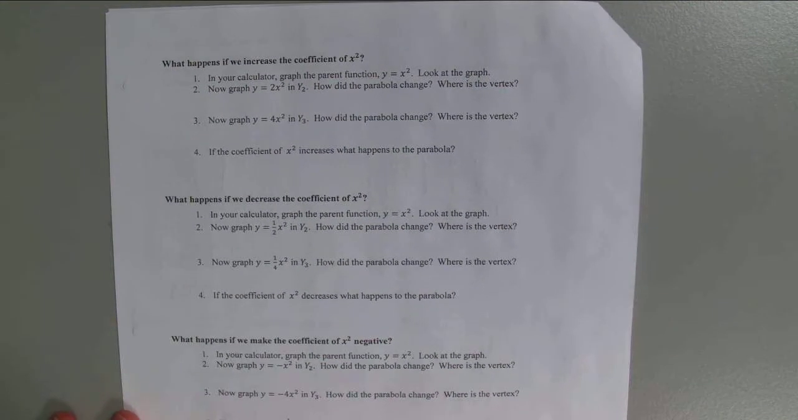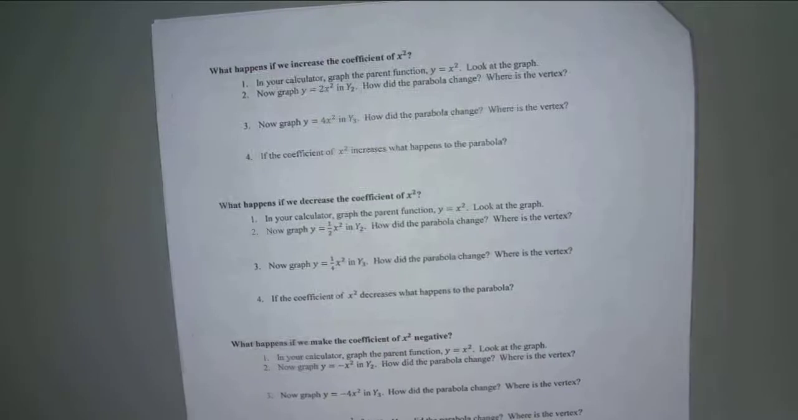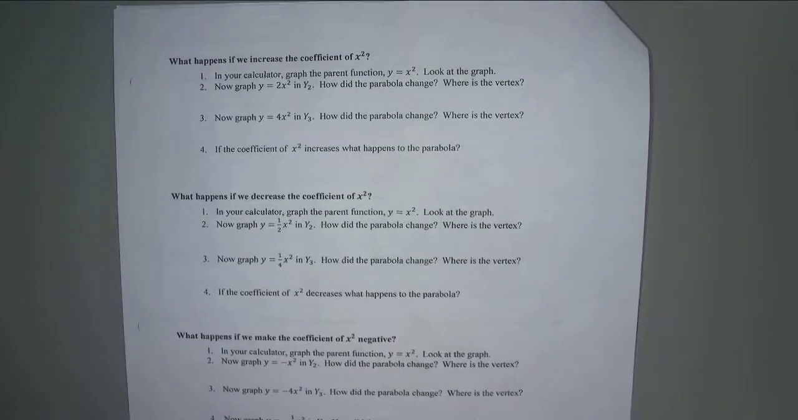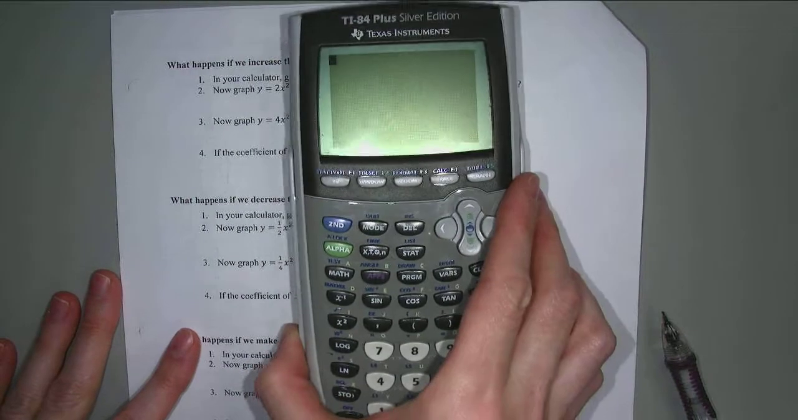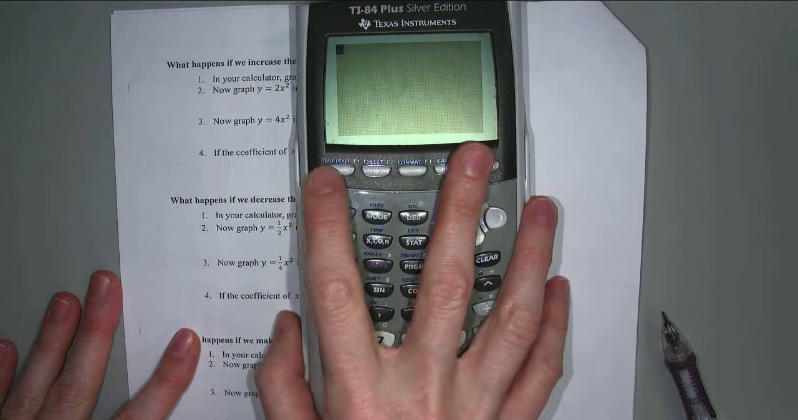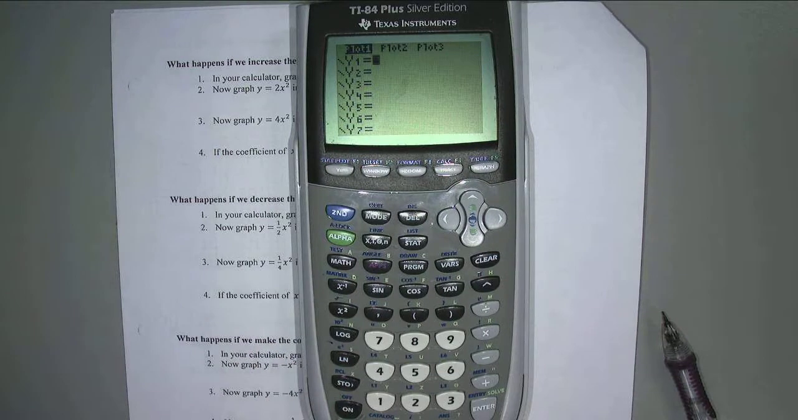So what I want you to see is some patterns. I know these are kind of longer, but they're kind of a discovery. In your calculator, let's graph the parent function y equals x squared, okay? So how do we use our graphing calculator? Right here you have y equals, so go ahead and click on y equals, and make sure you clear out all your y's. If there's anything in there, go and delete them, okay? The y equals button is just right here.